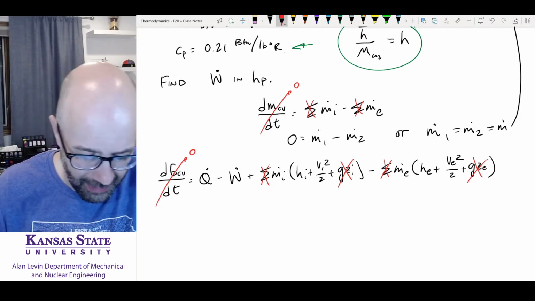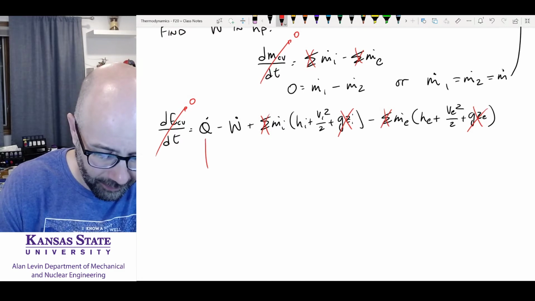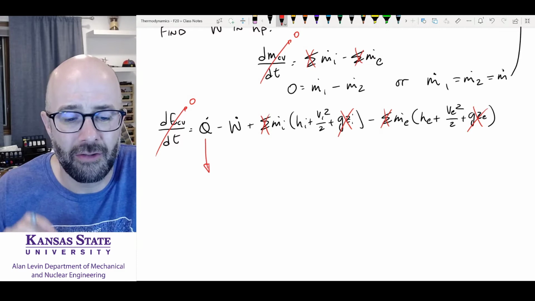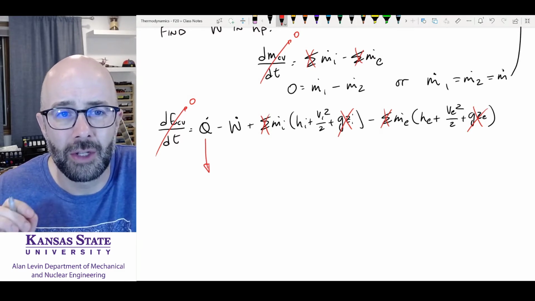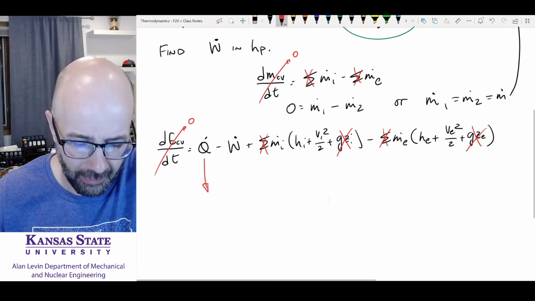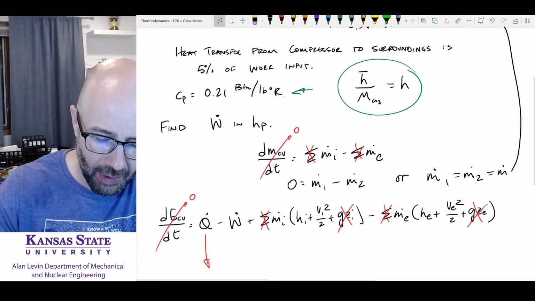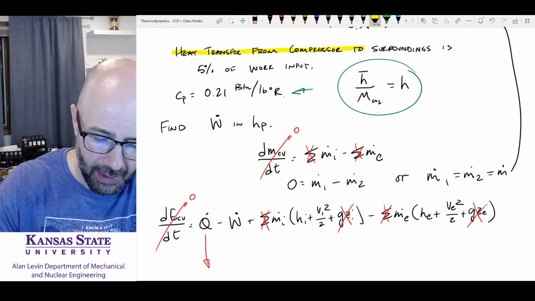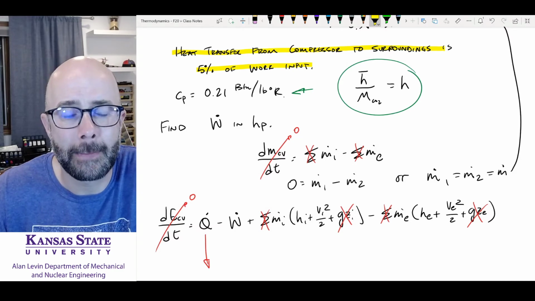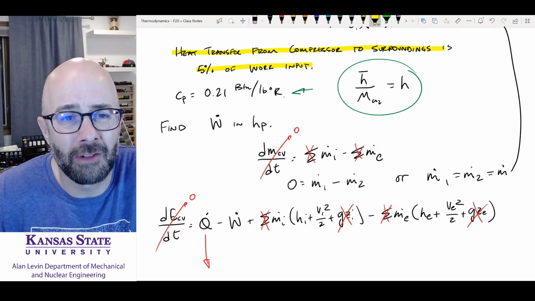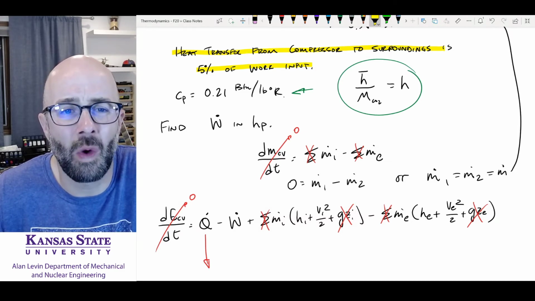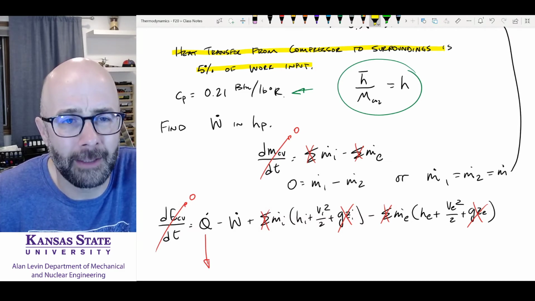But now we have to figure out this thing. This is where it comes down to the wording. Remember what the wording said. The heat transfer from the compressor to the surroundings is 5% of the work input. Okay, let's look at this. The heat transfer from the compressor to the surroundings is 5% of the work input. What am I going to put in here for Q dot? I encourage you to pause the video. Just think about this. What would you do for Q dot?